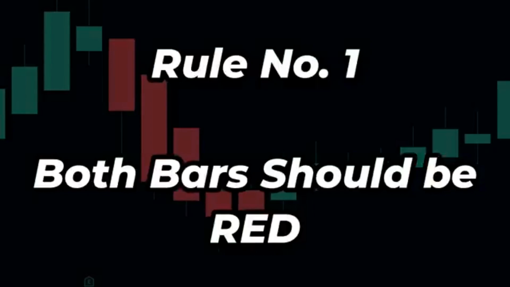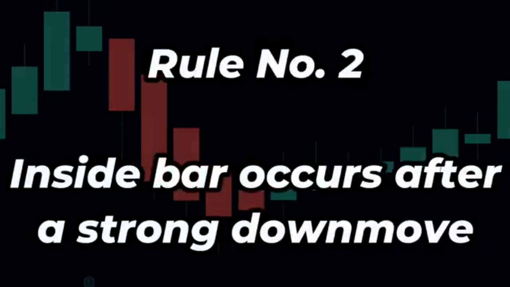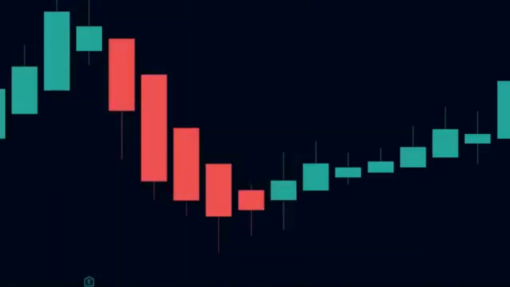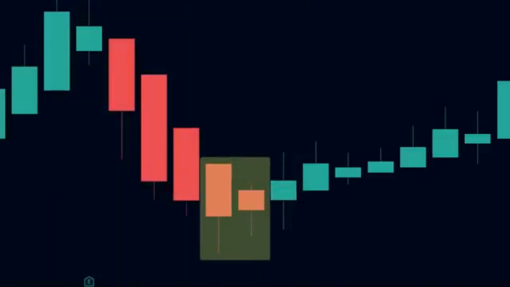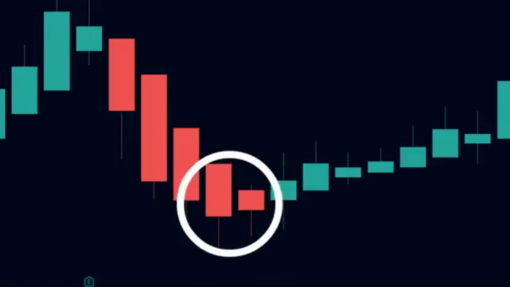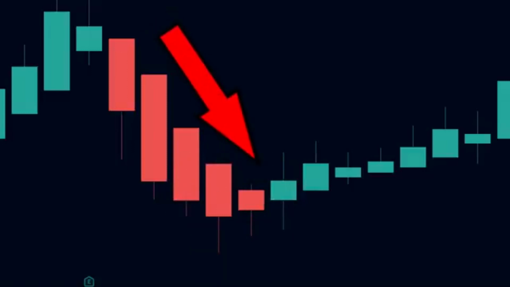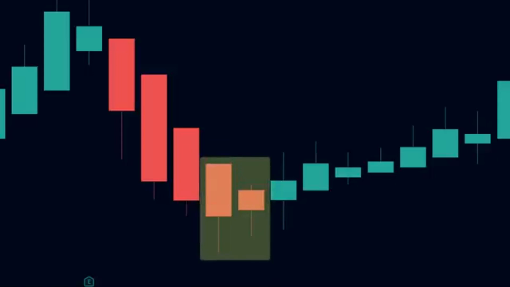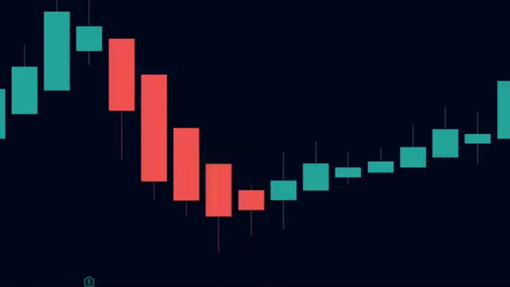Rule number 1. Both the candles should be red. And rule number 2. The inside bar should occur after a substantial down move. Here is an example. This is a perfect bearish inside bar. Both of the candles in the pattern are red and the pattern appeared after a substantial down move in price. So when we spot a bearish inside bar, we will look for buying opportunities. If the price breaks above the high of this pattern, we will buy. But if the price breaks below the pattern, we will not look to sell.